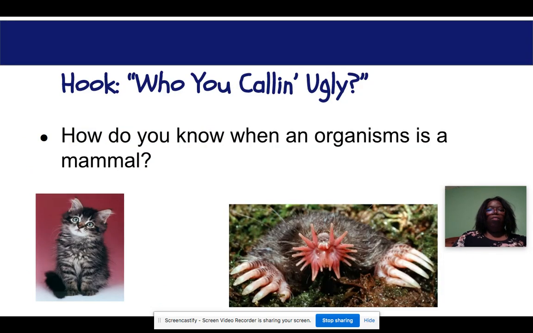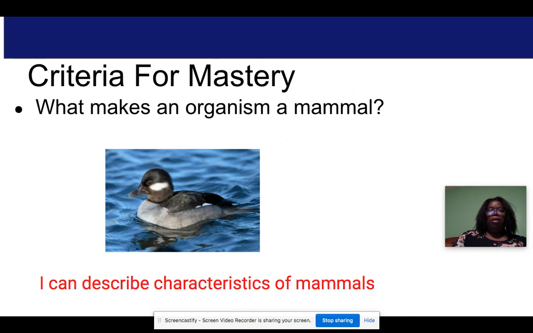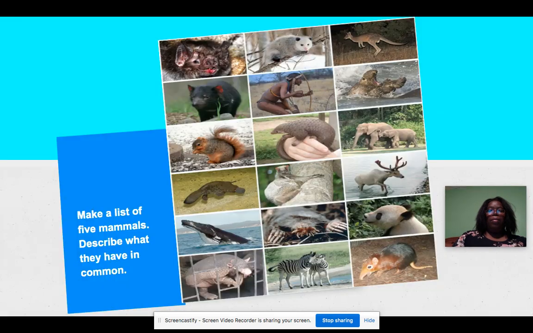So, how do you know when an organism is a mammal? Yes, most mammals have fur. Okay, and yes, they do have fur, and we'll get into some other things. Can you describe a mammal? All right, so right now, make a list of 5 mammals and describe what they have in common.